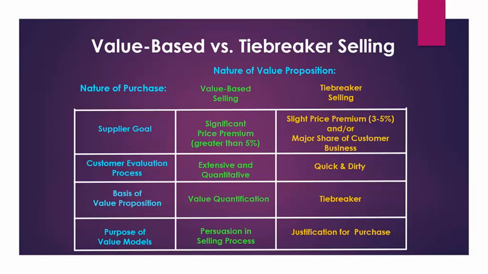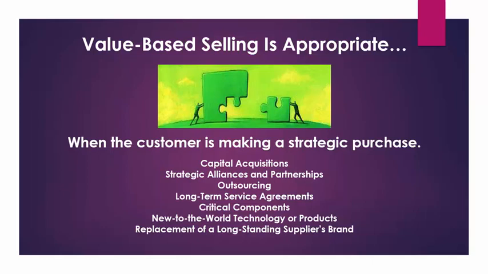The basis of the value proposition is going to be a single tiebreaker, the one thing that makes them pull the trigger on your product. And then lastly, the purpose of the value model is justification for the purchase. Now the difference here is that the model is used after the purchase by the purchasing manager to justify his or her purchase to his or her senior management, whereas in value-based selling, it's used at the front end during the selling process. So two different situations, two different types of value propositions.